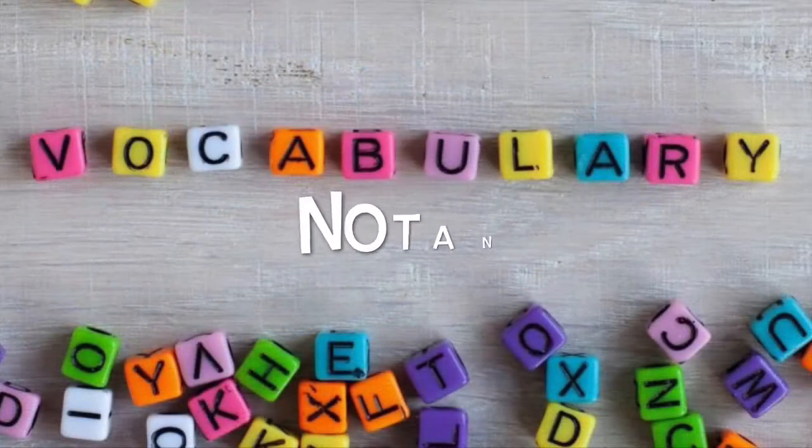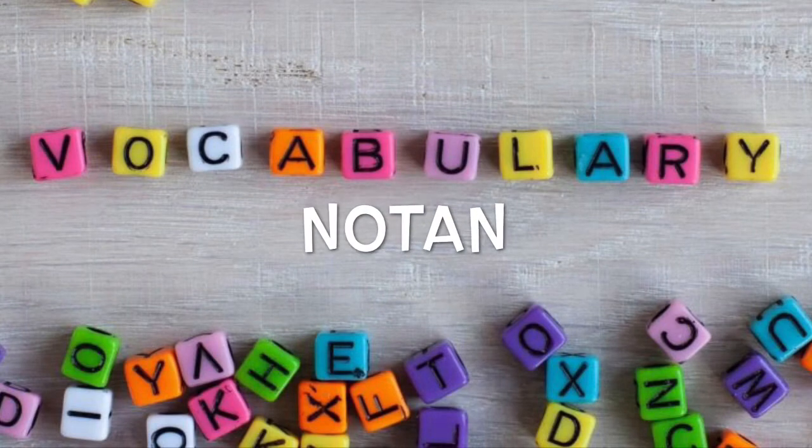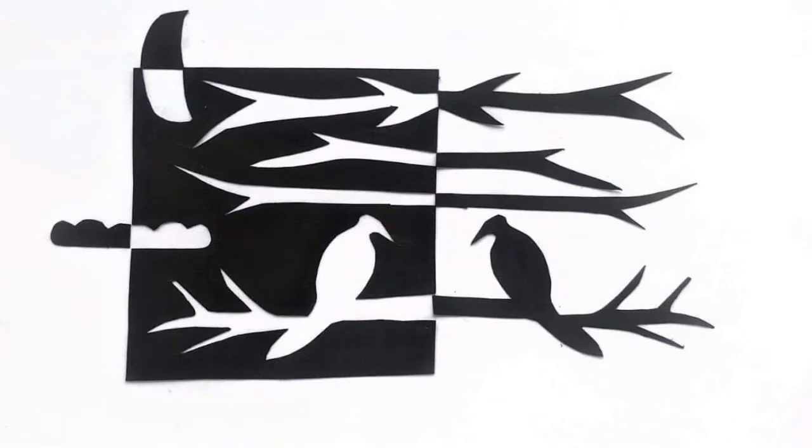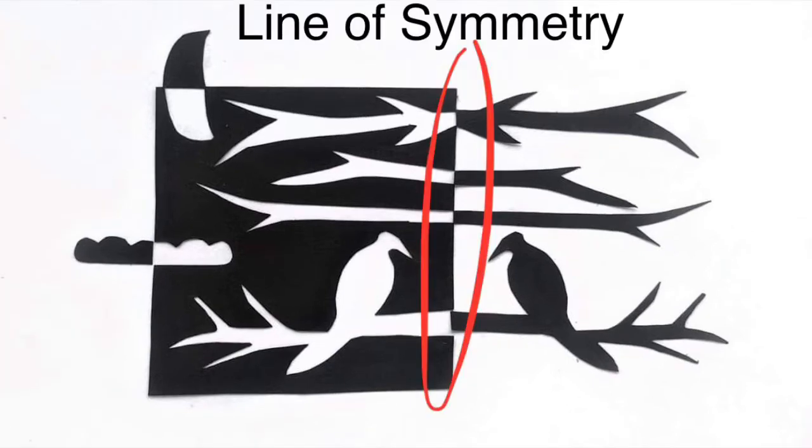Our next vocab word is notan. A notan, or often called a notan design, is a Japanese concept involving placement of light and dark elements. So in this example, we can see black as our dark, white as our light, and this line of symmetry is very important. When you create a notan design, you want to flip your item across that line of symmetry to create what is looking like a mirrored reflection. So anywhere they cut from that black square, they flipped it across that line of symmetry, and it now looks like a reflection.